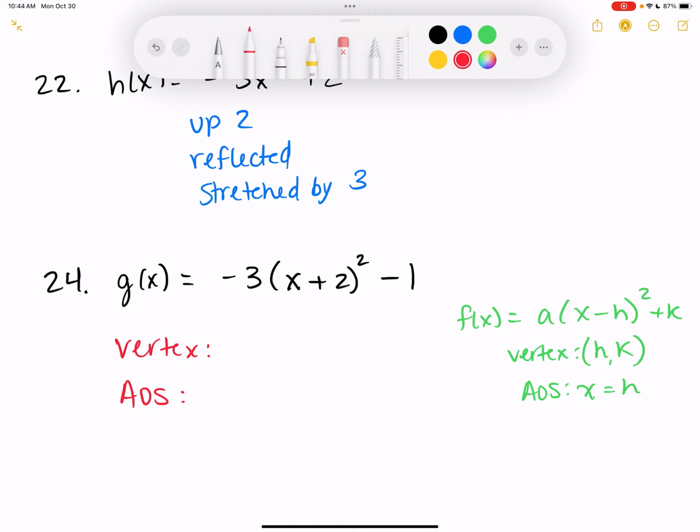The vertex for this would then be what? -2, -1. So this is always going to be the same sign. This is always going to be the opposite sign. I think you got those backwards. Yeah. Opposite sign, same sign.